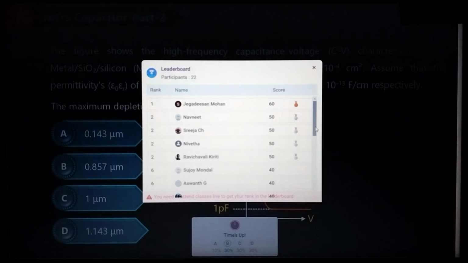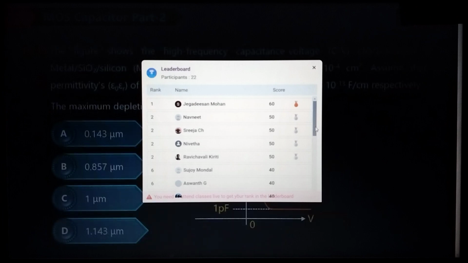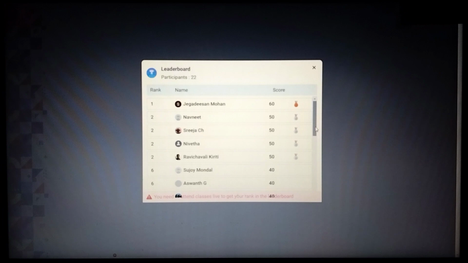Now, a very tricky question. When we want to find the maximum depletion layer width, remember that. First of all, everyone, draw a rough diagram. You are drawing a rough diagram so that you will get the idea of how this case works. Try to visualize the thing. Don't try to mug up.